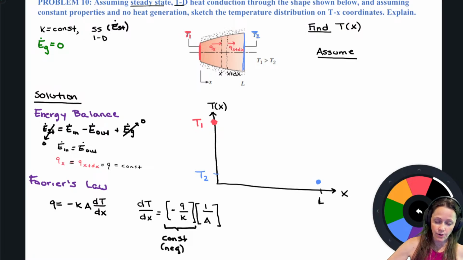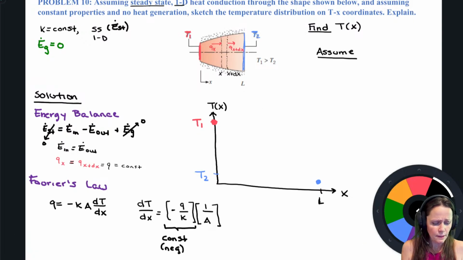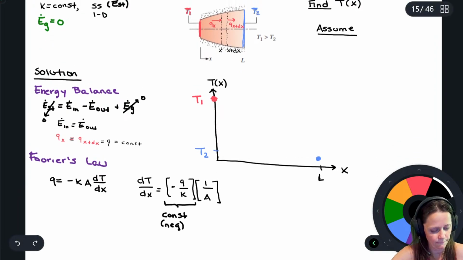But then I have to look at the area. The area is not increasing linearly with x, because we've got this sort of cylinder that's increasing, this cone-looking shape. So it's not going to be a line connecting those two dots on my diagram over here, but it's going to be something else. So let's look at the area.